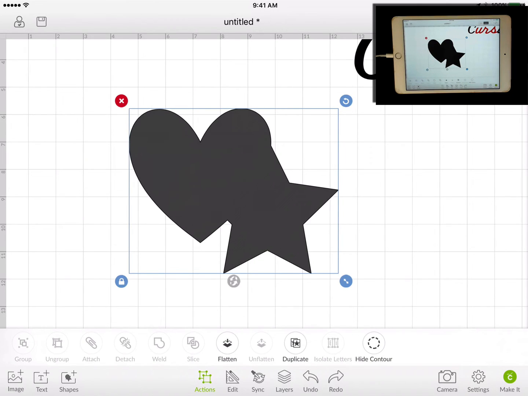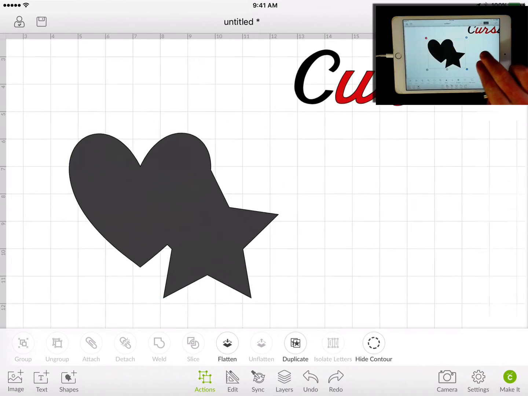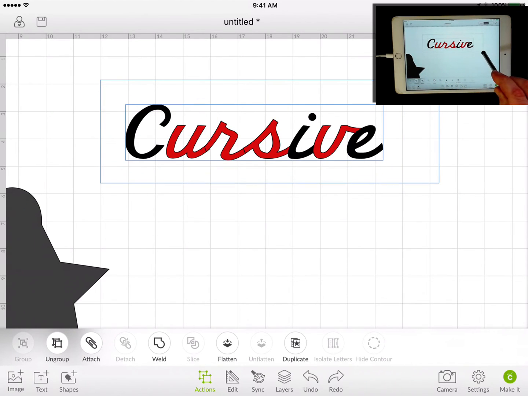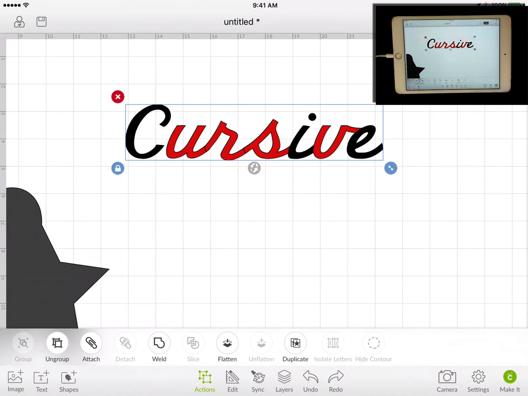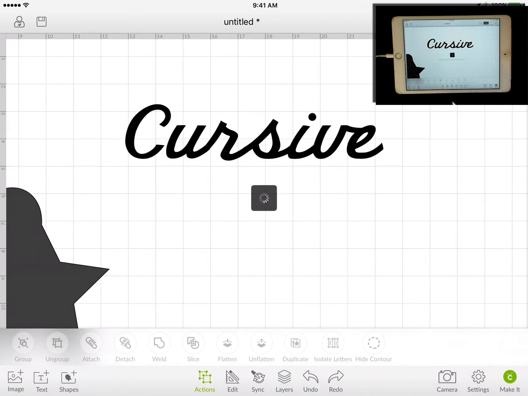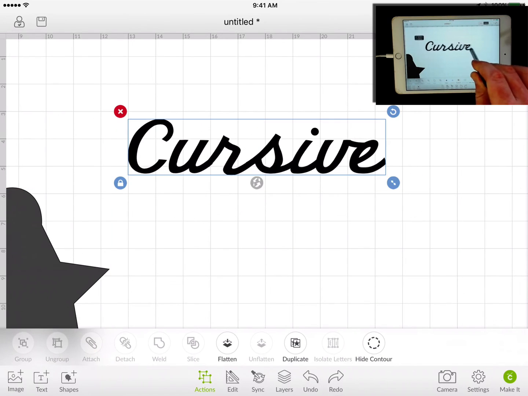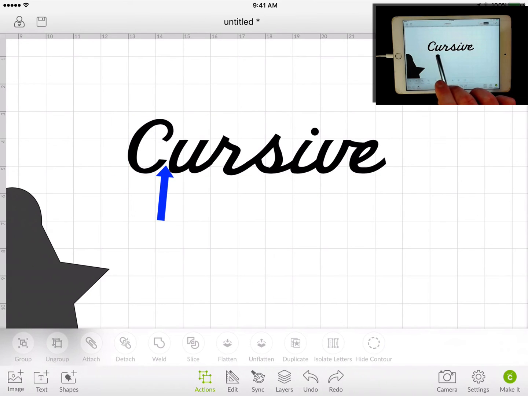piece. Other uses for weld is, of course, when we're talking about text, and especially when we're talking about cursive writing or maybe some letters are touching each other. So right now you can see that they're actually individual letters, and I'm going to go ahead and weld those together as well. And now that is one piece. It's not a group. That is one solid cursive piece minus the gap between the C and the U at the beginning. All right.